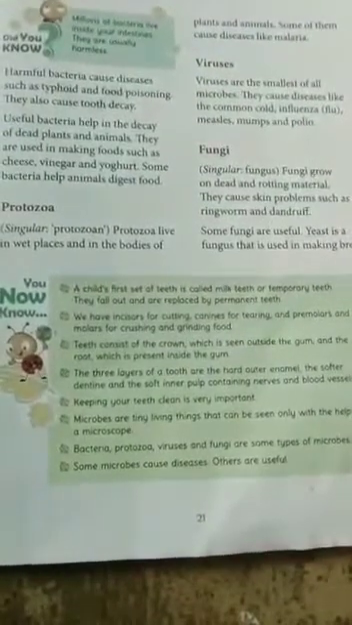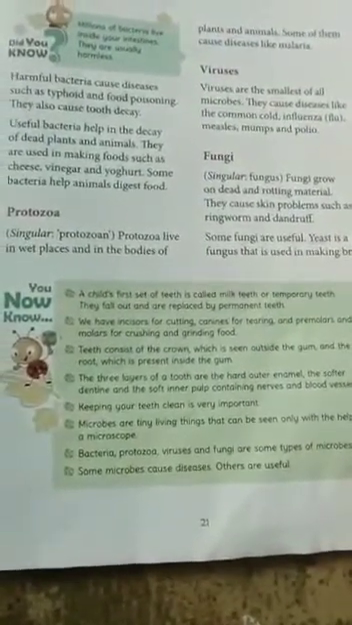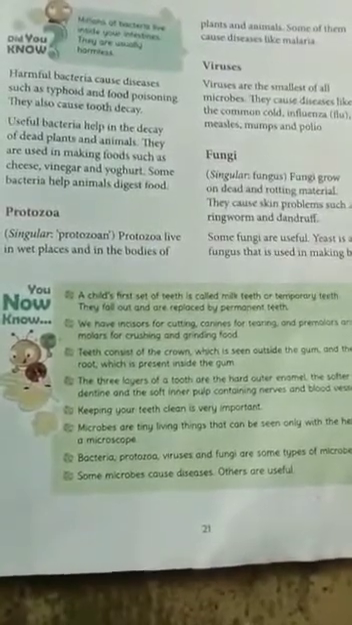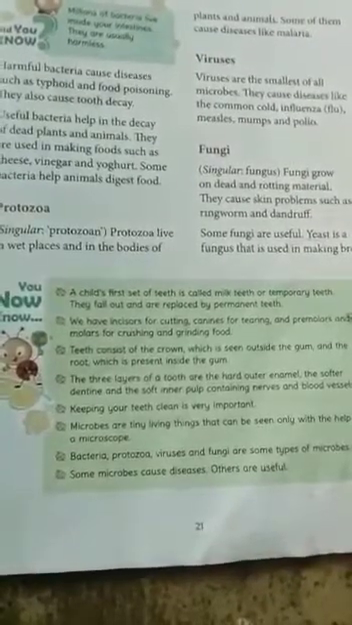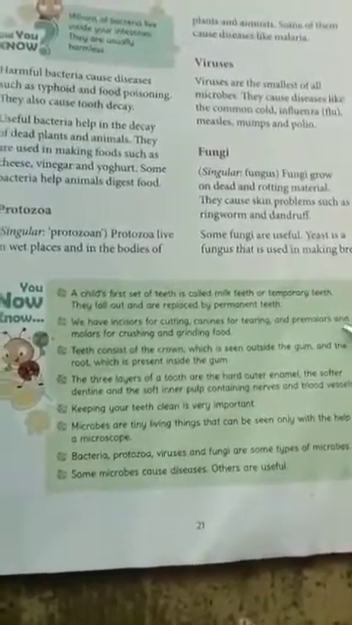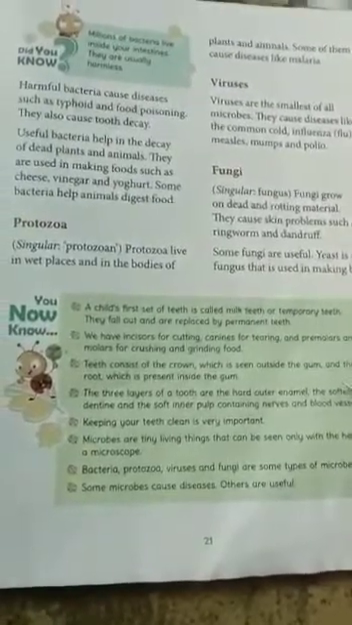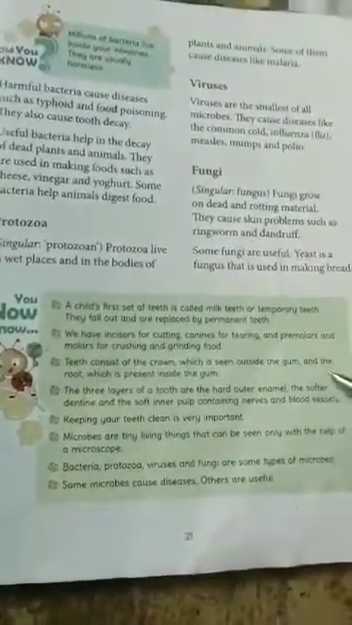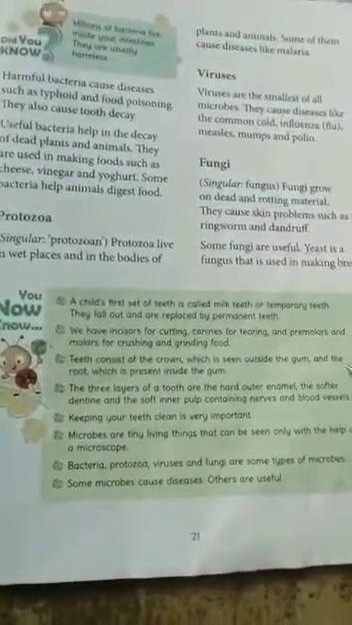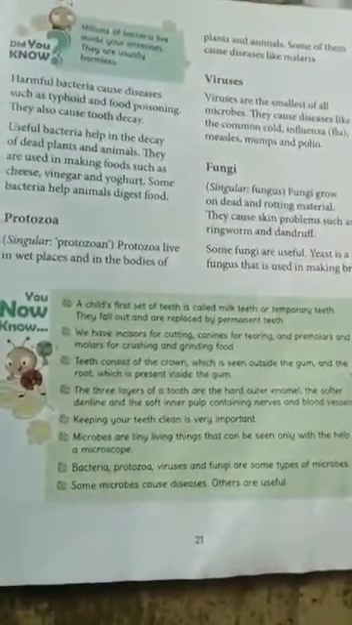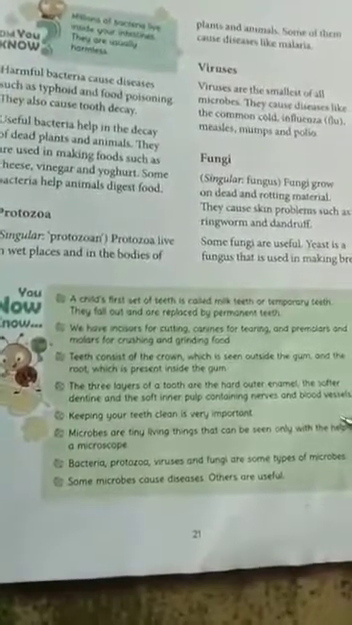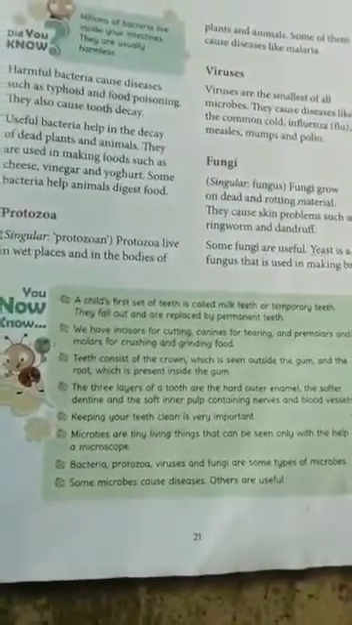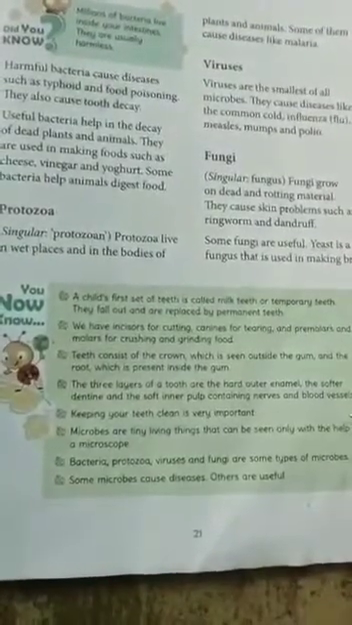Now let us discuss what we have studied in this chapter. Humans have 2 sets of teeth during their lifetime. They are milk teeth and permanent teeth. We have incisors, canines, premolars and molars. Teeth consist of the crown, which is seen outside the gum, and the root, which is present inside the gum. The 3 layers of a tooth are the hard outer enamel, the softer dentine, and the soft inner pulp containing nerves and blood vessels. Keeping our teeth clean is very important.